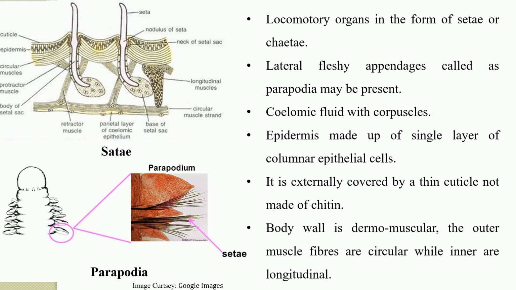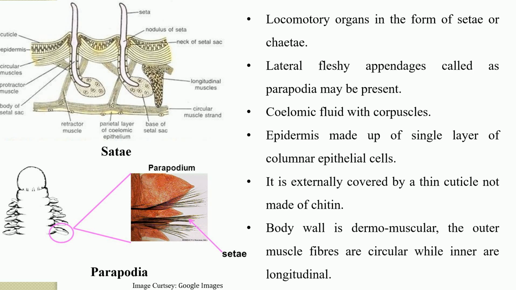but this cuticle is not made of the protein known as chitin. Chitin is generally found in arthropod organisms, so chitin is lacking here in the cuticle of the annelid organism. Then the body wall is dermomuscular.